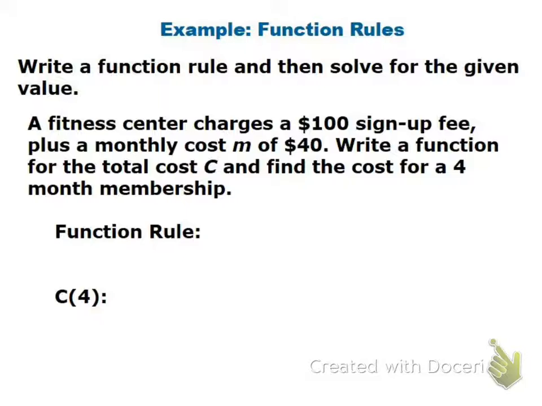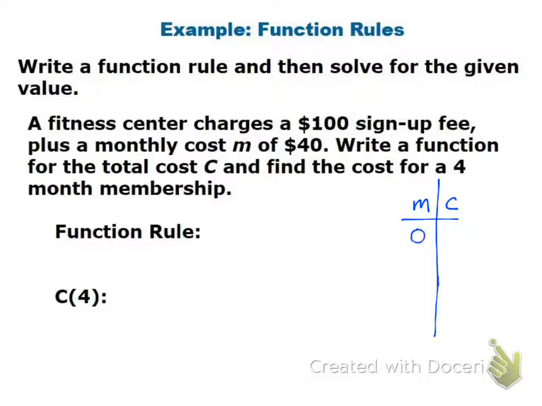Here I can write a function rule. A fitness center charges a $100 sign-up fee plus a monthly cost of $40. Write a function for the total cost C and find the cost of a 4-month membership. If I struggle with figuring out how to write an equation, I can do the same thing we did with the first problem: make a table, and then find a pattern and find my starting point.